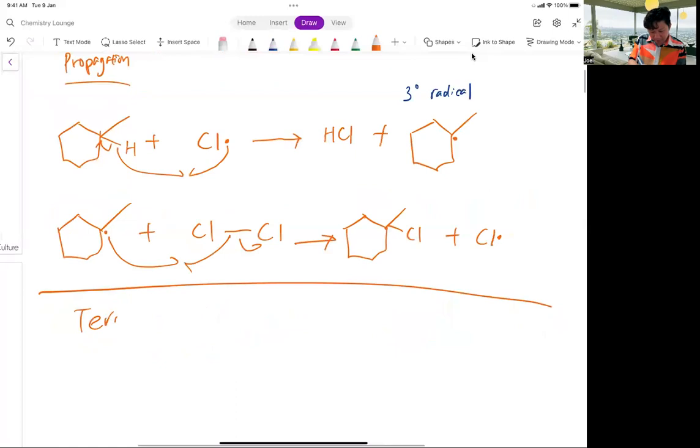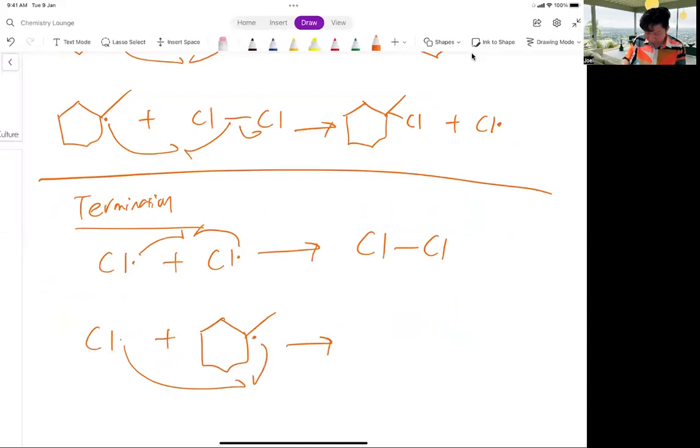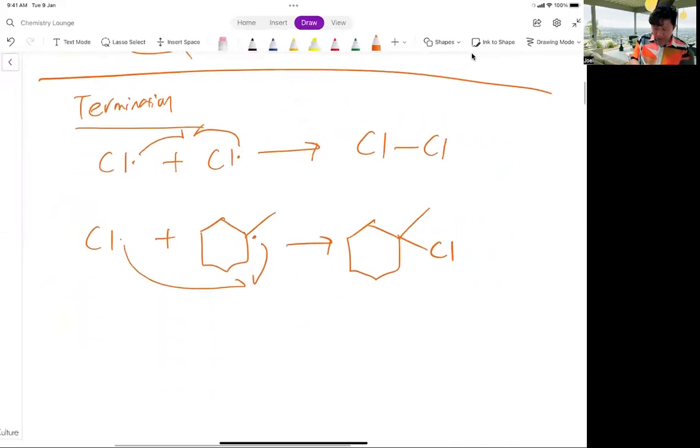Termination, fast one. Termination, so Cl dot plus Cl dot. I follow your school, need to draw this. Cl-Cl, then Cl dot plus this thing. This part over here, I draw properly. And the last thing.